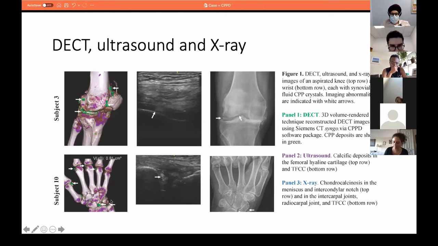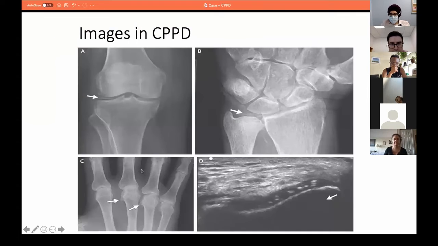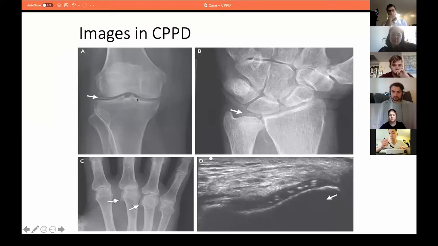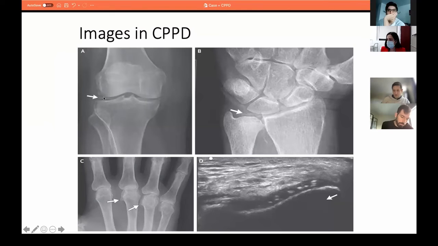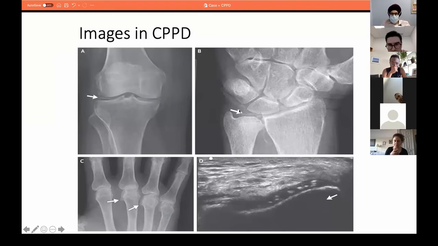And here we have the TFCC calcification here, there, and there as well. So just get in the habit of looking at the knee, looking for chondrocalcinosis. Usually it's in the lateral portion, but I've seen it in medial as well. The TFCC calcification here by the MCPs is usually associated with hemochromatosis, and we have an ultrasound image here.